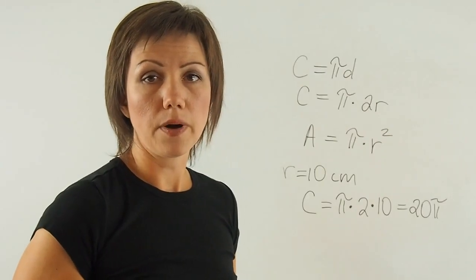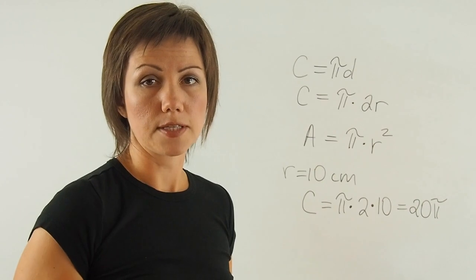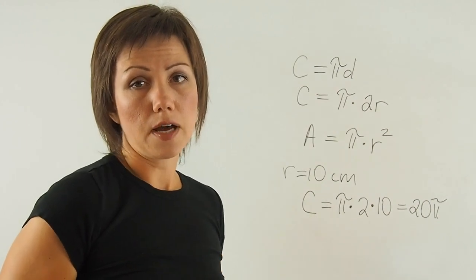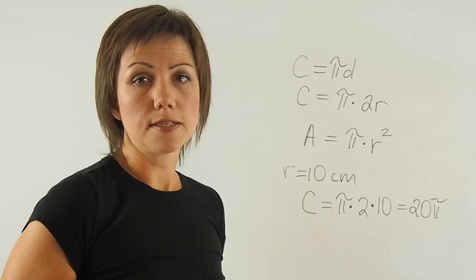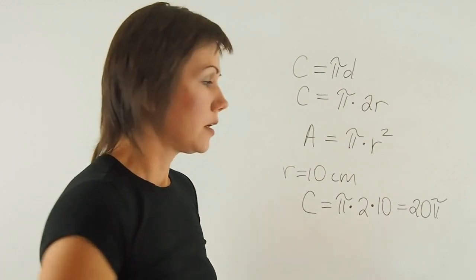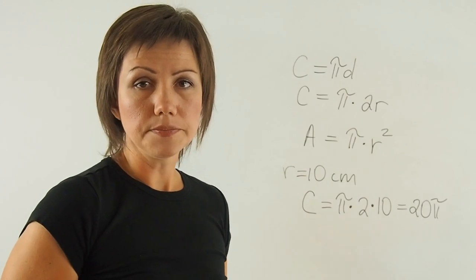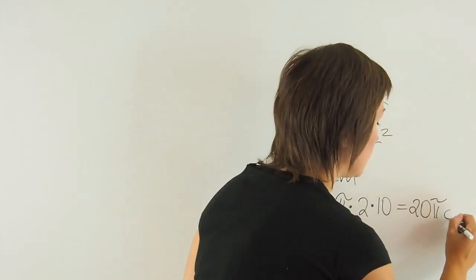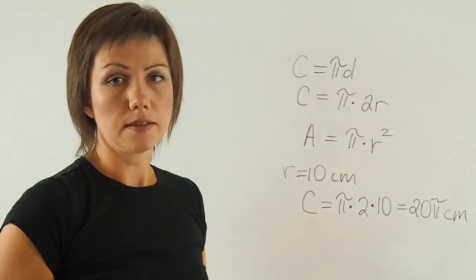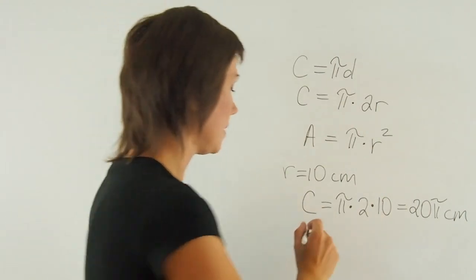There is a calculator button with a pi on your scientific calculator. If not, just use 3.14, but it's not very accurate. So 20 pi is the most exact answer that you could get. Just add units to it, and this is the circumference.